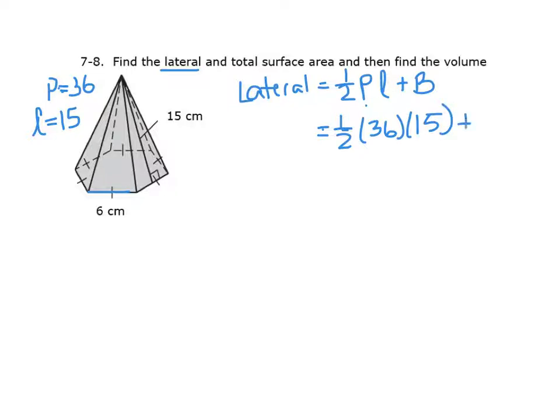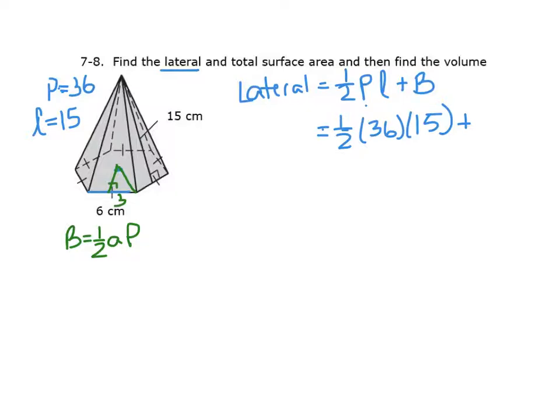Now we've got to go ahead and find the area of our base. This is a hexagon, which means our capital B, area of the base, is going to be found by taking half of the apothem times the perimeter. Now we have the perimeter, so we need to find the apothem. The apothem is from the center of the hexagon perpendicular down to the base, so this would be a 90-degree angle.